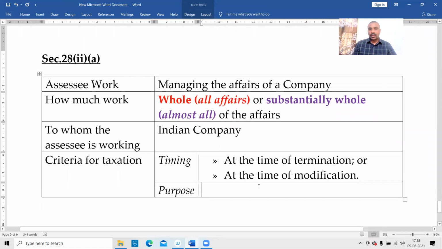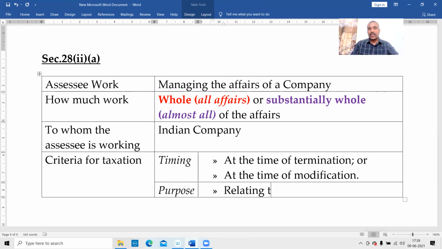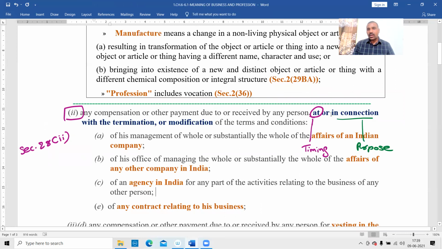Or purpose. What is the purpose? Same: relating to termination of the agreement, or relating to modification of the agreement. At the time of termination or modification, or relating to termination or relating to modification. This is the point: at or in connection with the termination or modification.